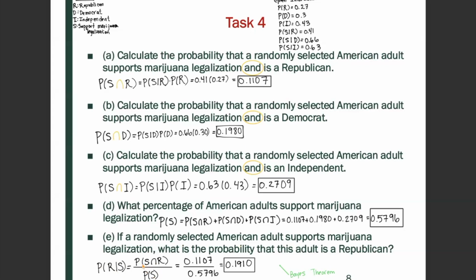So probability of S intersect R is from part A. We already solved that. That's 0.1107 divided by the probability of S, which we just solved in part D, which is 0.5796, and that equals 0.1910.